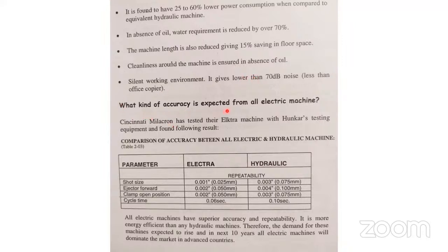Then, what kind of accuracy is expected from all electrical machines? See, these are the companies manufacturing electrical machines. This is a comparison between electrical and hydraulic machines. See the tolerance here, friend. Comparison of the accuracy between the all electrical and hydraulic machines. Ejector forward, see now here, 0.050 mm. Here it is 0.100 mm. See, this is the minimum we can do.